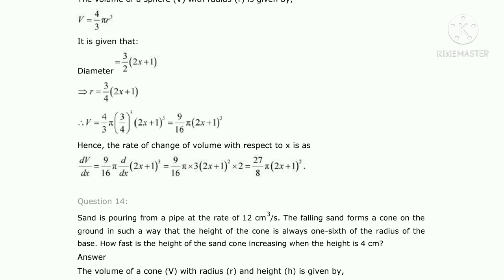If we differentiate with respect to x, then dV/dx equal to, you see here the calculation, 9 by 16 pi (2x plus 1) whole cube. So if we differentiate this with respect to x, finally we get the answer 27 by 8 pi (2x plus 1) whole square. এই ক্যালকুলেশনটো নিজে কৰিবা, কৰি পেলাই চাবা আনসাৰটো কিমান আহিব. 27 by 8 pi (2x plus 1) whole square. Is it clear?